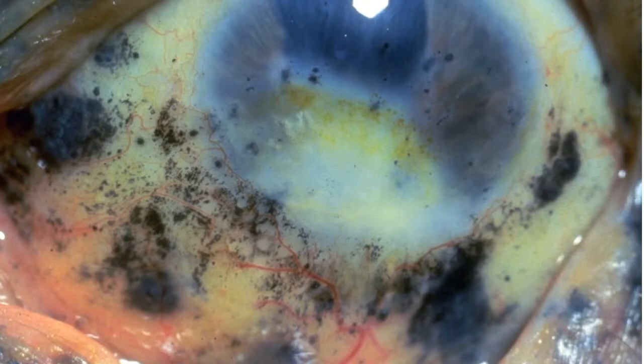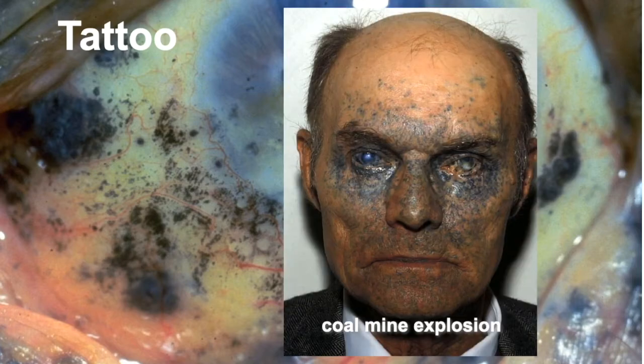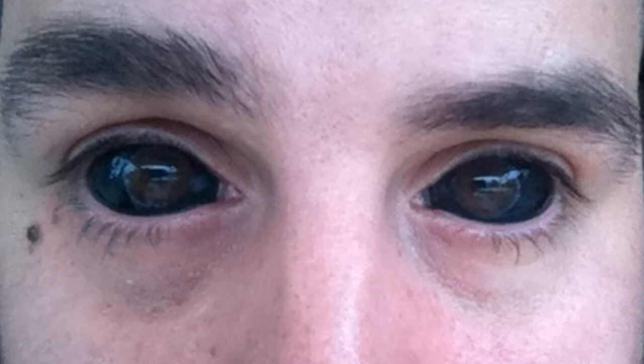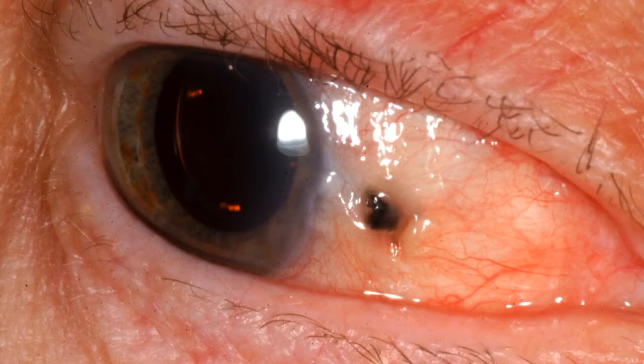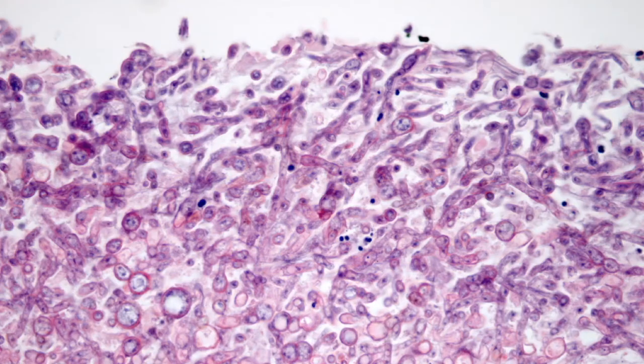Accidental or intentional tattooing can cause conjunctival pigmentation. This case was a miner who was injured in a coal mine explosion. This is an example of cosmetic tattooing performed by a tattoo artist. This patient developed a pigmented mycetoma after injuring her eye in a rose garden. The photomicrograph shows the mass of pigmented fungal hyphae.